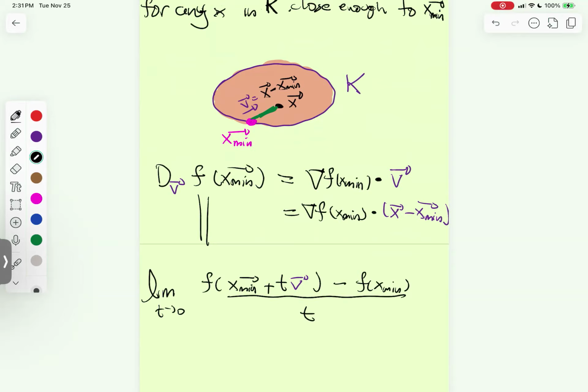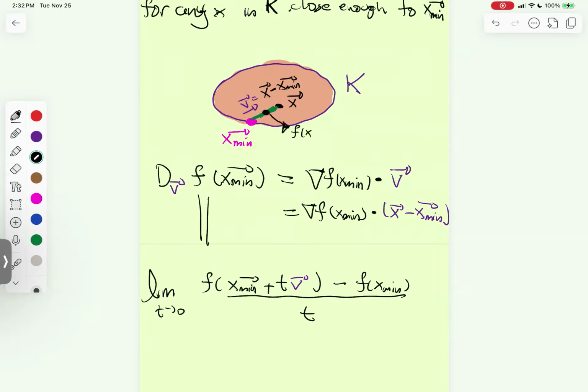What happens here? This is a limit as t goes to 0. So if this is a local mean, this is going to be a bit less. It's not going to be larger than this other bound, right? Because where is this other point located? It's somewhere along this segment.